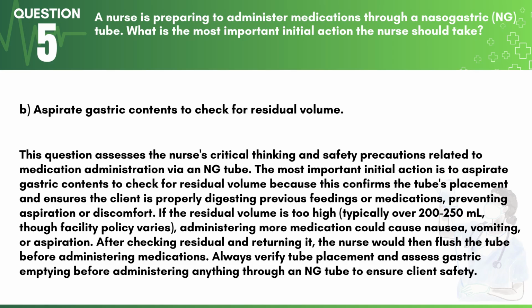If the residual volume is too high, typically over 200 to 250 milliliters, though facility policy varies, administering more medication could cause nausea, vomiting, or aspiration. After checking residual and returning it, the nurse would then flush the tube before administering medications. Always verify tube placement and assess gastric emptying before administering anything through an NG tube to ensure client safety.